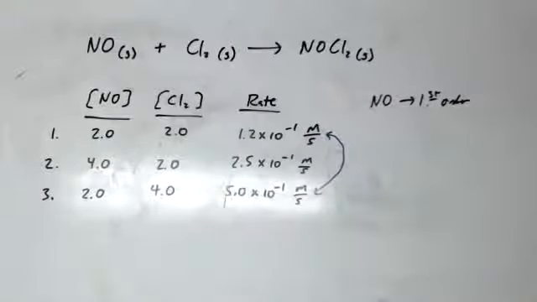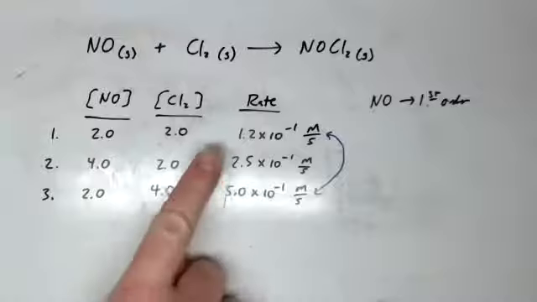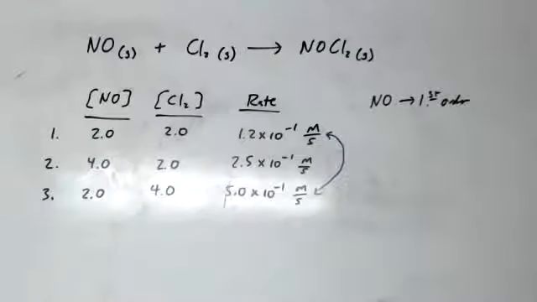So when we held NO constant and we doubled Cl2, we definitely saw a change in rate. It effectively went from 1.2 to 5.0. So we can therefore rule out 0th order because definitely the rate significantly changed. And notice it's substantially more than doubling.